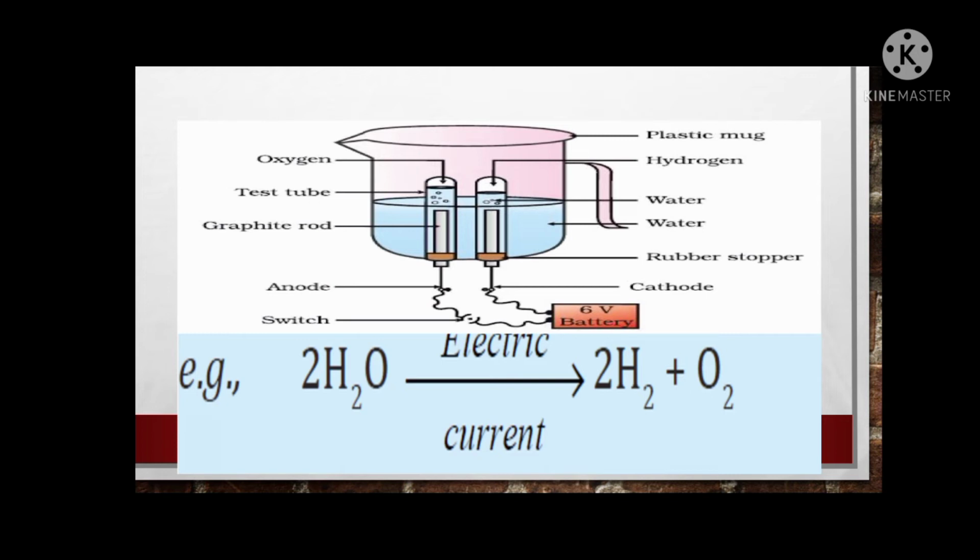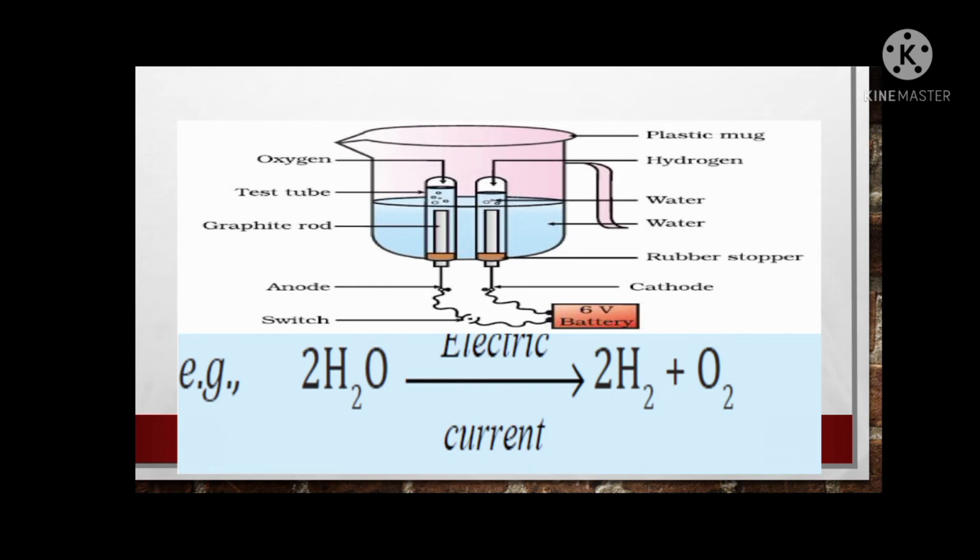That is a very simple diagram made up of a plastic mug, and two electrodes are introduced into the plastic mug from the bottom. Each electrode is made up of a graphite rod connected to the battery terminals. One electrode is connected to the positive terminal, which is called the anode, and the other is connected to the negative, which is called the cathode. It contains water, and two test tubes are placed inverted above each graphite rod.